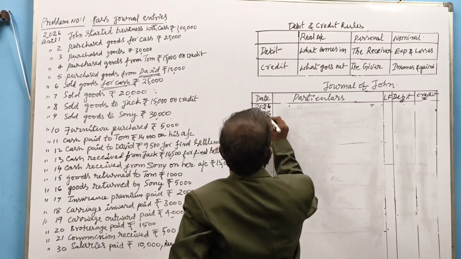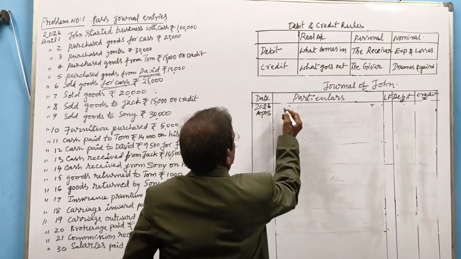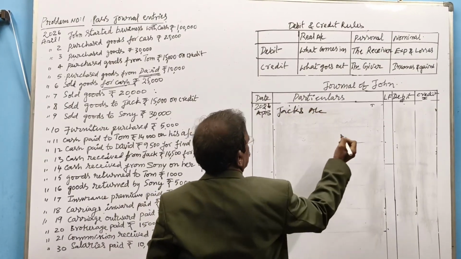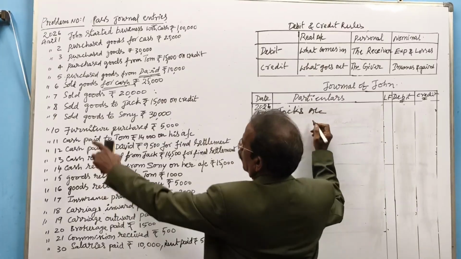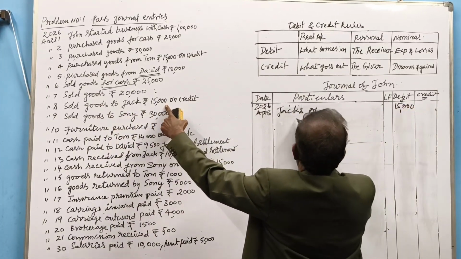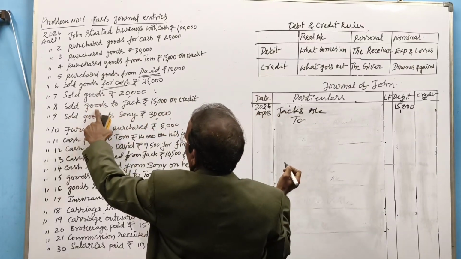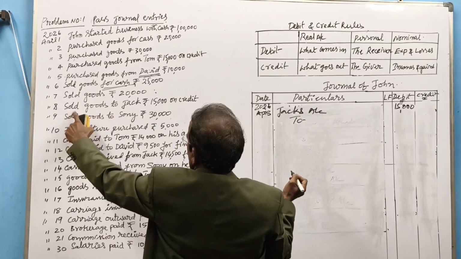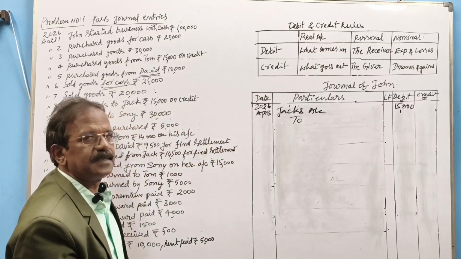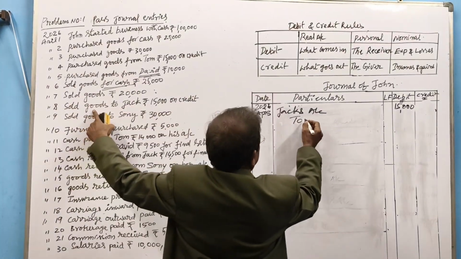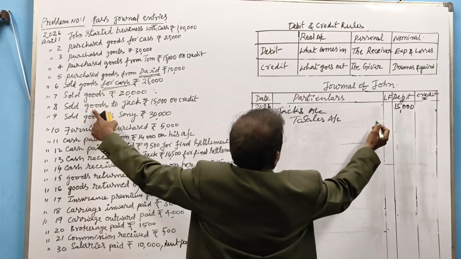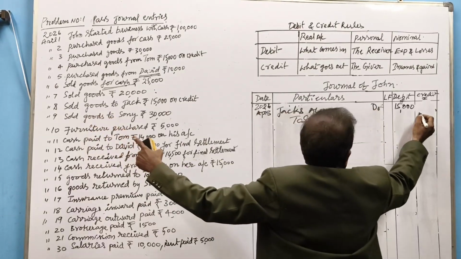Eighth, Jack's account. How much? 15,000. To, what is going out? Goods are going out. Sold goods. When goods are going out as sales, then you must write sales account. Sales account, 15,000.